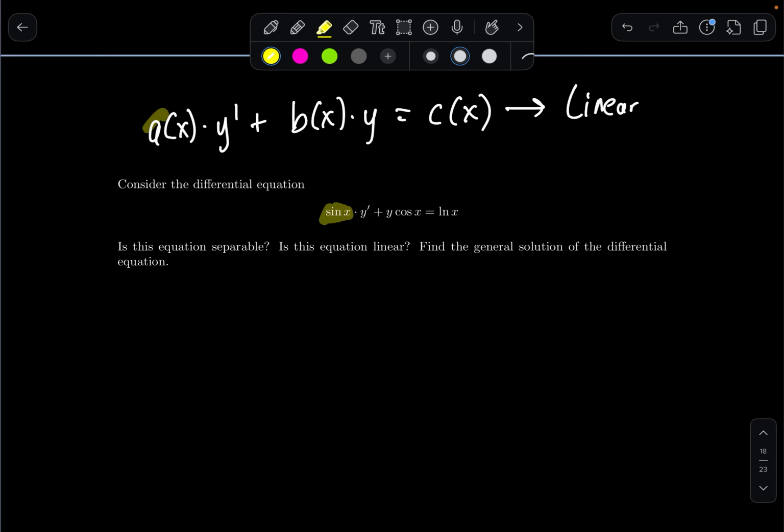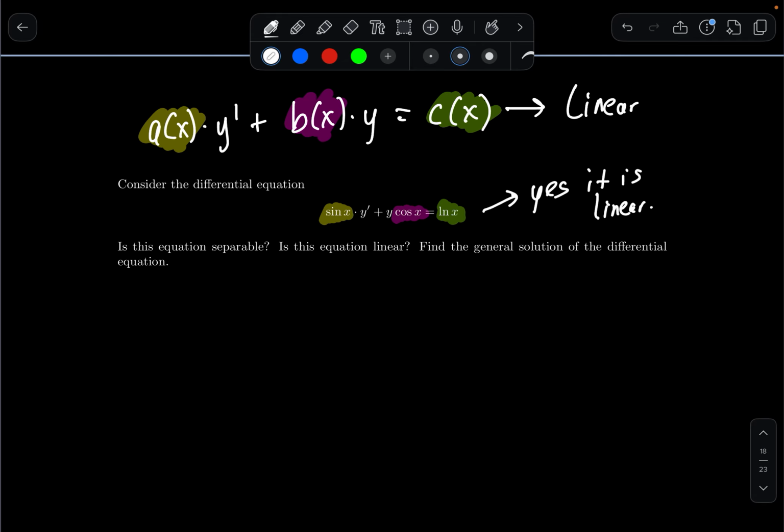So the sine of x is a of x. The cosine of x is the b of x. And finally, the natural log of x is the c of x. So yes, this equation is linear. Okay, so yes, it is linear.